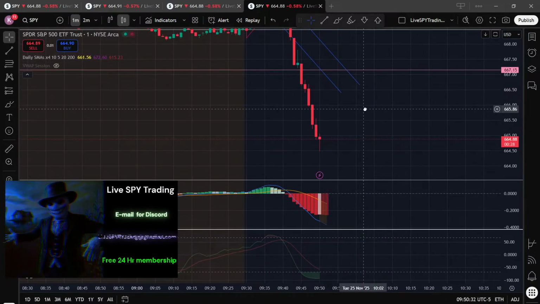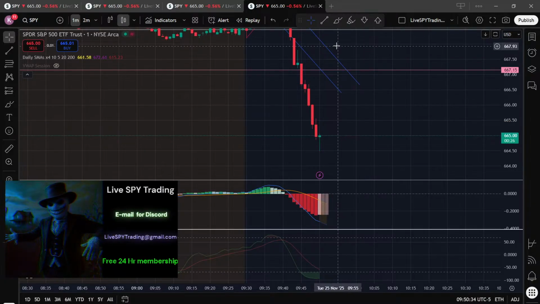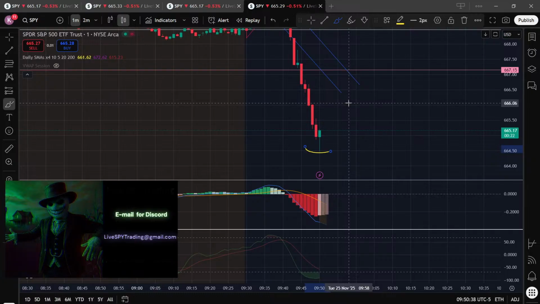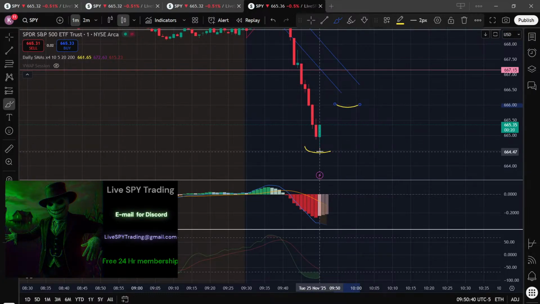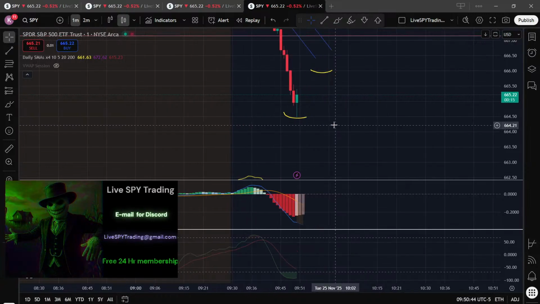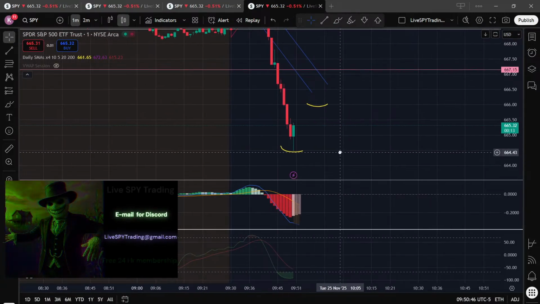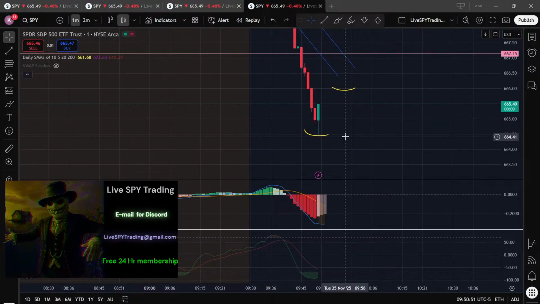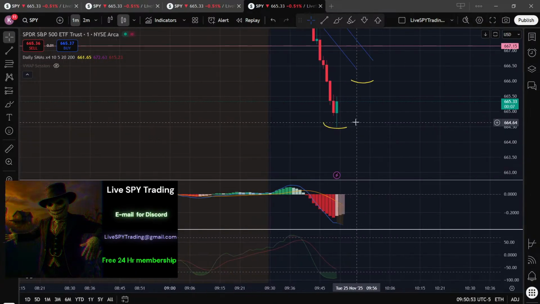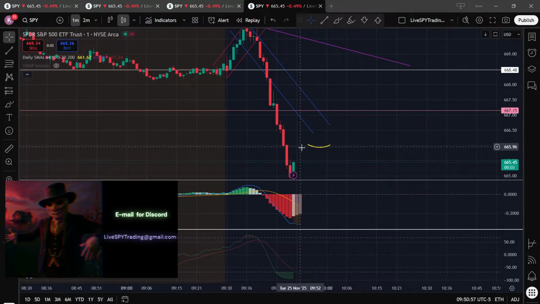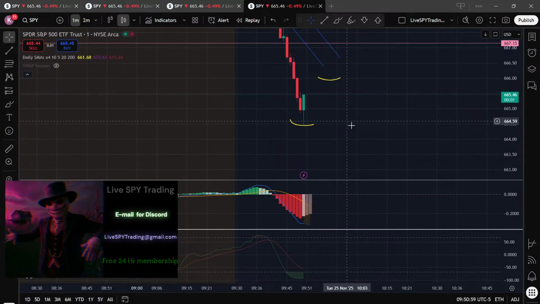All right, let's see if we form a head here. I might revenge call this. A revenge call for me is a quick scalp in the opposite direction, or it could be a revenge put. A revenge put meaning you just want to get a quick retrace and hopefully maybe it turns around.